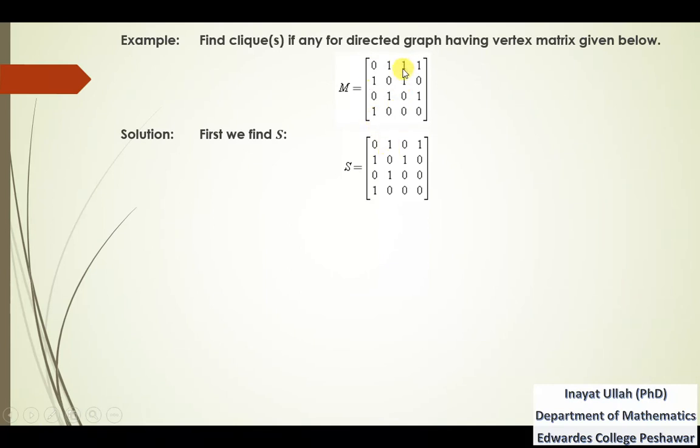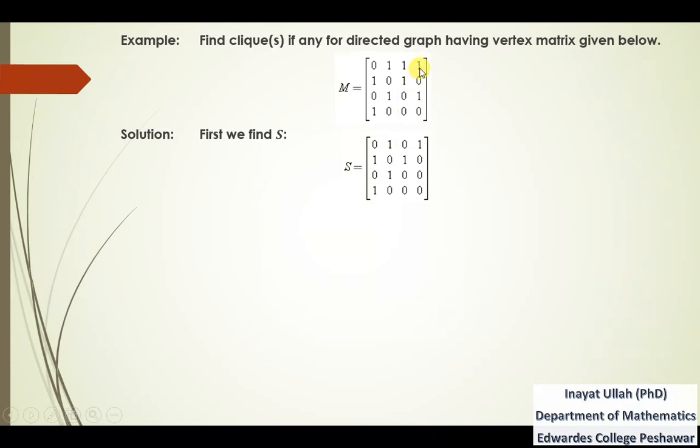Similarly, this entry is M13. Now search for M31. What is the M31 entry? Third row, first column is this one. So you see here that M13 is 1 and M31 is 0. They are not equal, so that's why this entry in S will be 0.